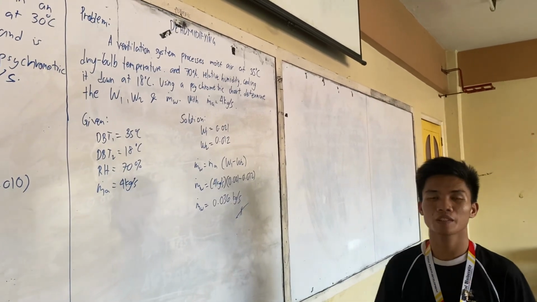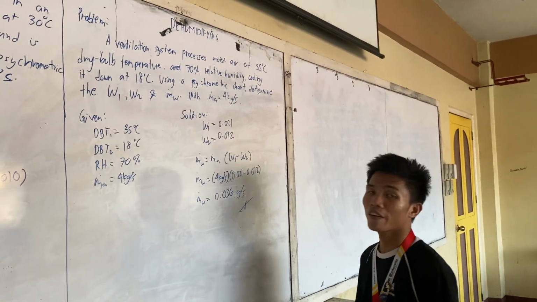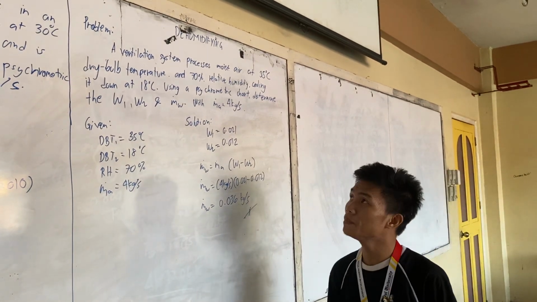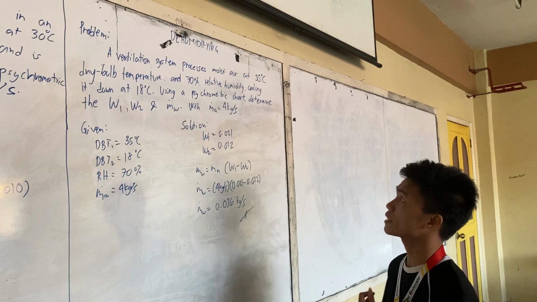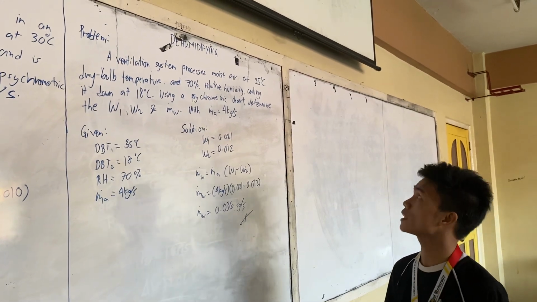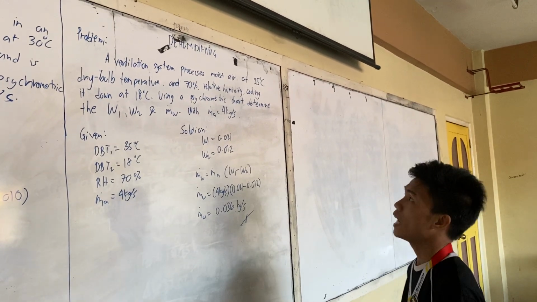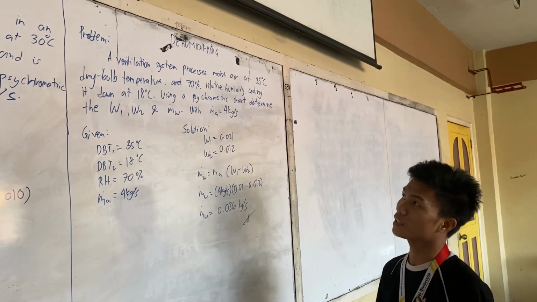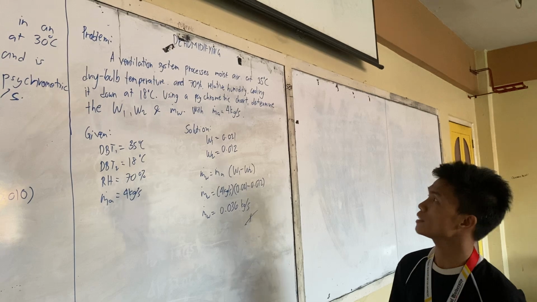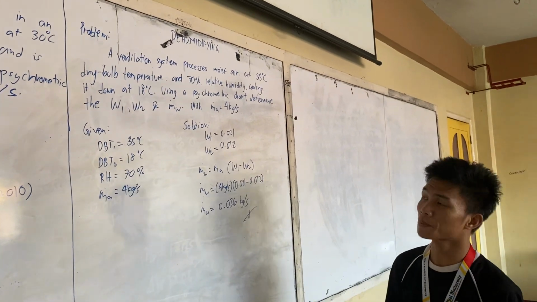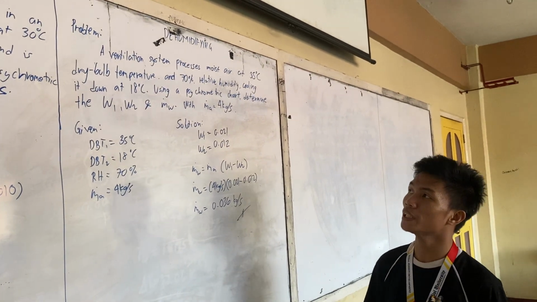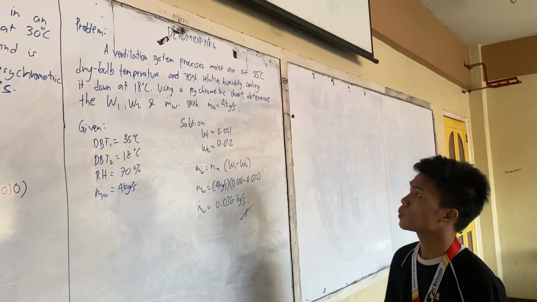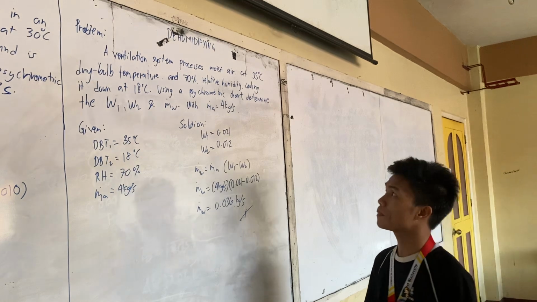Hello everyone, today I will be giving another sample problem of dehumidifying. So the problem is, a ventilation system processes moist air at 35 degrees Celsius dry bulb temperature and 70% relative humidity, cooling it down to 18 degrees Celsius. Using a psychrometric chart, determine the specific humidity 1, specific humidity 2, and the mass flow rate of the water, with a mass flow rate of 4 kg per second.